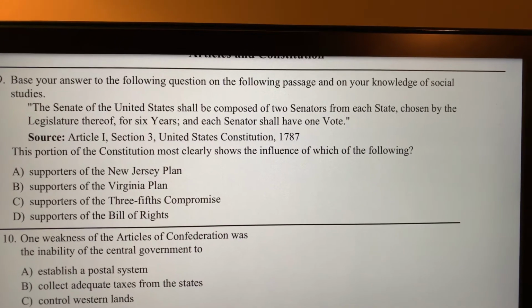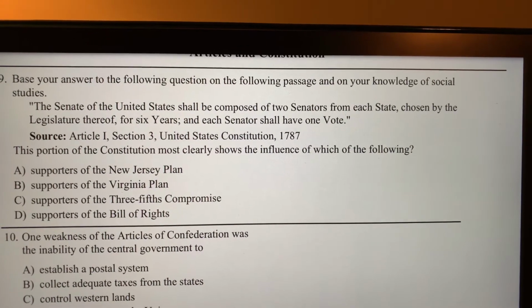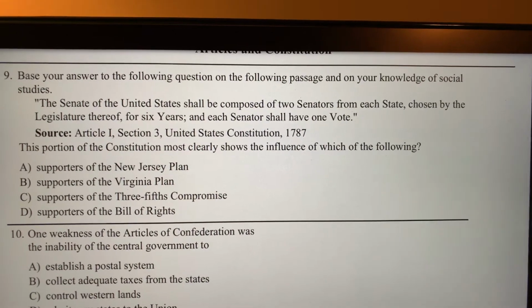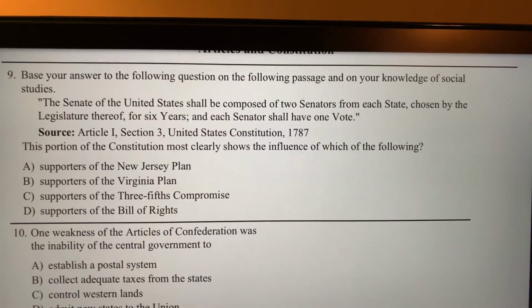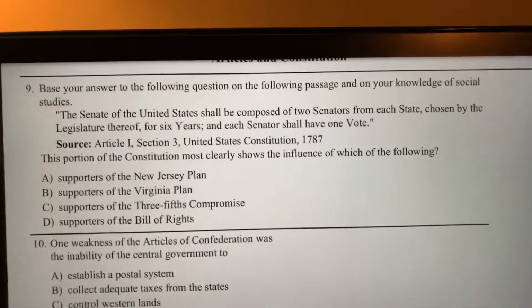This portion of the Constitution most clearly showed the influence of which of the following: A. Supporters of the New Jersey Plan, B. Supporters of the Virginia Plan, C. Supporters of the Three-Fifths Compromise, or D. Supporters of the Bill of Rights.